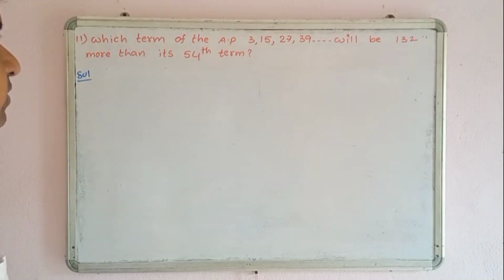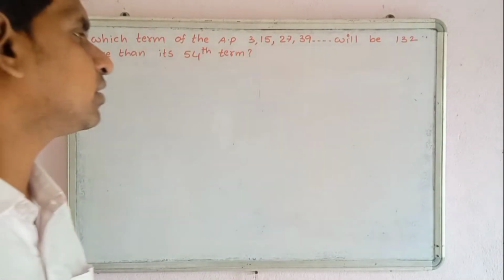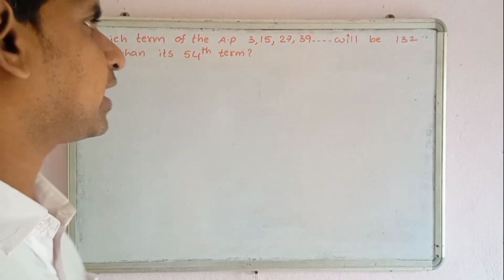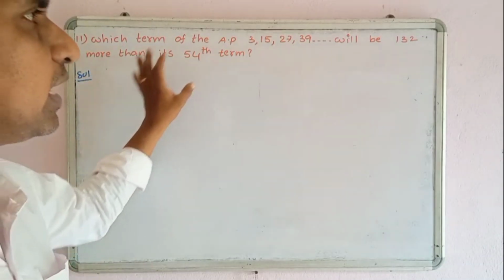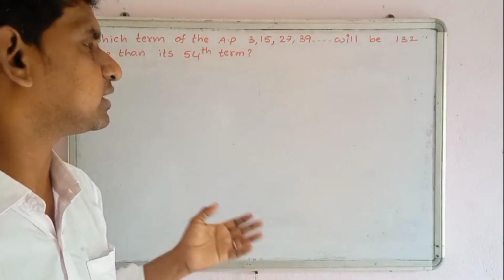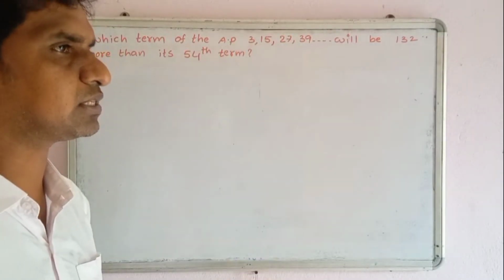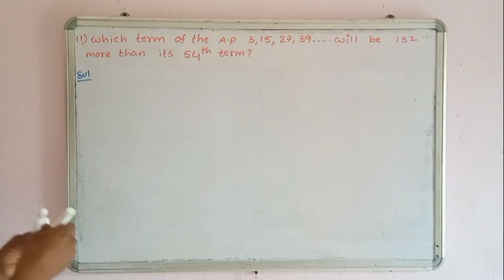Problem number 11. Which term of the AP 3, 15, 27, 39 and so on will be 132 more than its 54th term? In this series, which term will be 132 more than the 54th term? So is it the 68th term, 62nd term, or 65th term? Now we want to find that one. Okay, what is the given series?